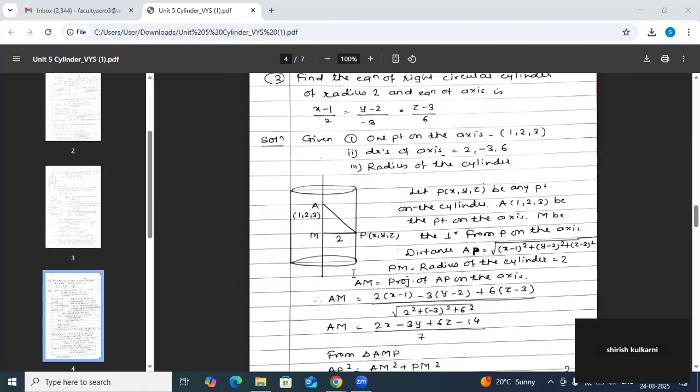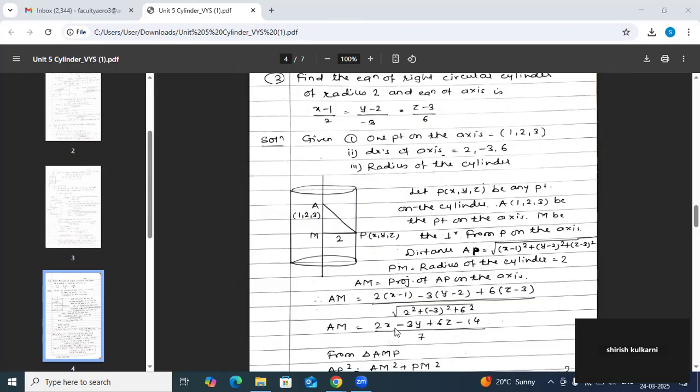AM is equal to, you have to multiply by the DRs, and the denominator is the DRs 2, minus 3, 6: 2 into (x minus 1) minus 3 into (y minus 2) plus 6 into (z minus 3), upon the square root of 2 square plus minus 3 square plus 6 square. This is the concept of finding the projection AM, the projection of AP on the axis.